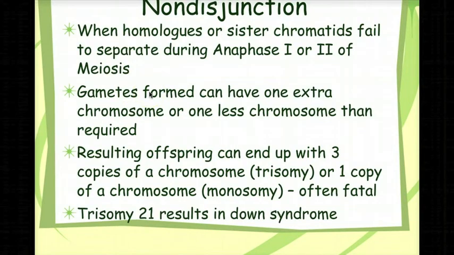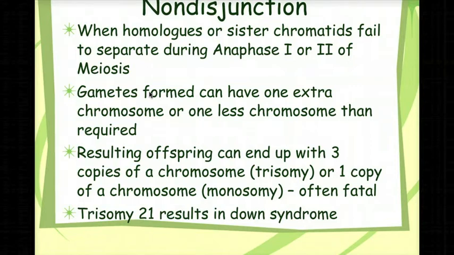The most common condition that occurs when chromosomes are responsible for genetic disease or disorder is called non-disjunction. Non-disjunction occurs when the homologous chromosomes or the sister chromatids do not separate during meiosis. So during anaphase 1 or anaphase 2 of meiosis, if either of those events do not separate the chromosomes and the homologous pairs of chromosomes correctly, then we can end up with gametes that either have an extra chromosome or one too few chromosomes, so one less chromosome than required.